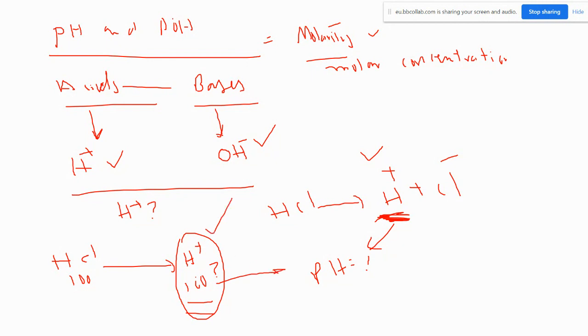If you know the pH, we can find H positive concentration directly, very easy. If you find OH negative, we can find the pH as well. So pH and the molar concentration of H positive and OH negative are linked with each other. Let's go to the next slide.